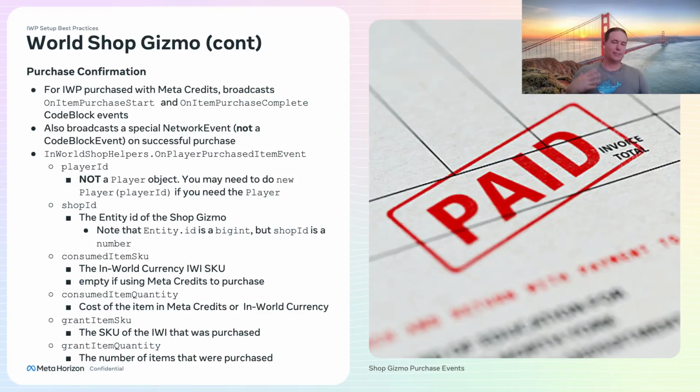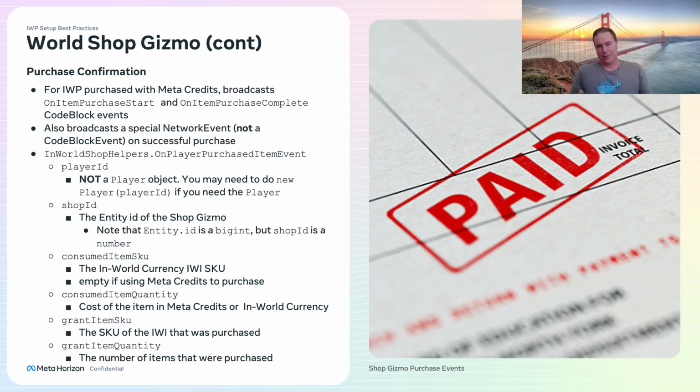This has some purchase confirmation funniness for any items that are purchased with meta credits. You will get on item purchase start and on item purchase complete code block events. I still think you need to have an IDP seller gizmo somewhere in the world if you want to get that purchase complete event though.